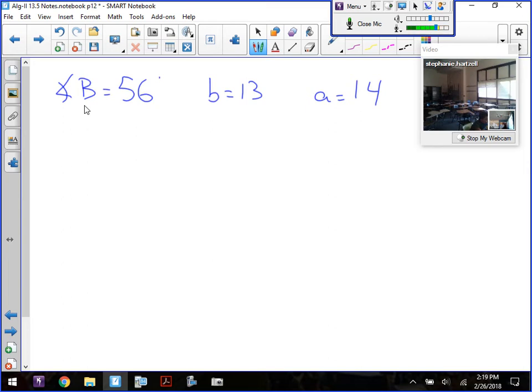Again, the very first thing I'm always going to do is draw a quick picture to get a visual representation. That way I know what parts go across from which ones and go from there. Remember, it doesn't have to be accurate. You just have to basically draw a triangle.